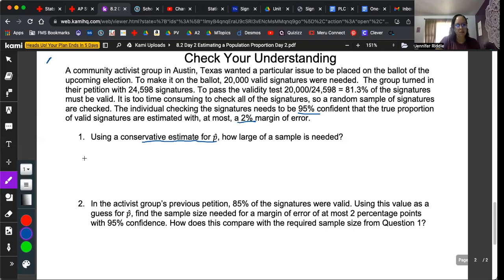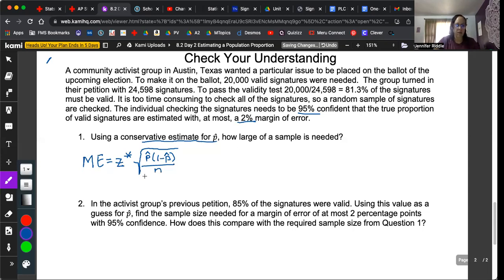So this comes down to our margin of error. We're going to set that equal to, we know that the margin of error is equal to our critical value, Z star, times the standard error, so the square root of p hat times 1 minus p hat divided by our sample size. So let's plug in some values there.